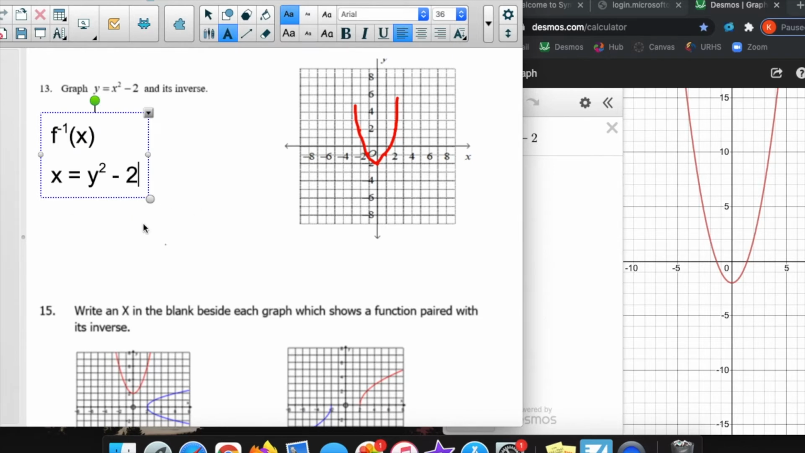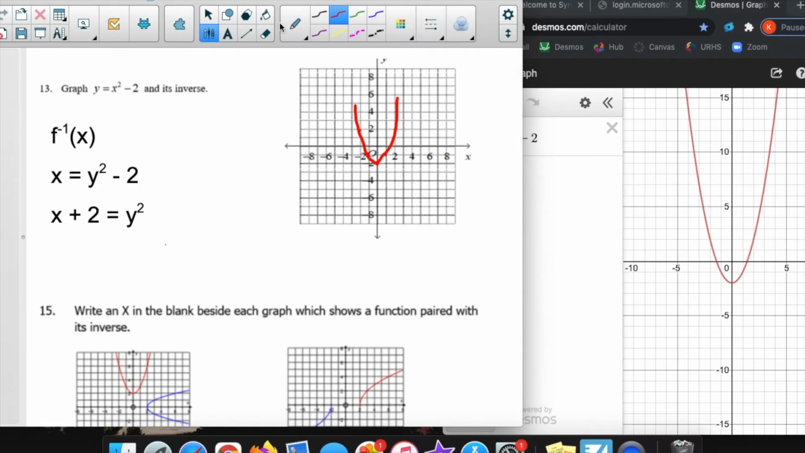In this case, I would need to add 2 to both sides. I'm not going to show a ton of my work here, but hopefully you can follow along. I would have x plus 2 equals y squared, after adding 2 to both sides and canceling that out. Then, to cancel out the y squared, I would need to take the square root of both sides, and that will cancel out with the 2 exponent.